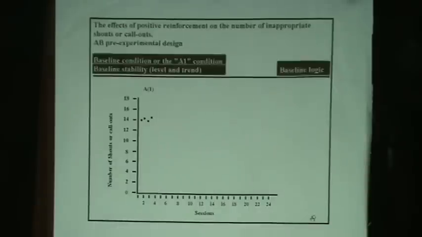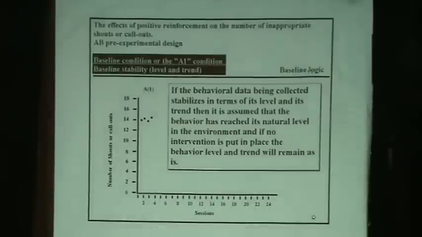Okay, let's go back. I'm going to quickly review this again. Okay, so we're starting. This is an A condition baseline. We're looking at the number of sessions and inappropriate call-outs and shouts. We take baseline data. The baseline data has stabilized in terms of its level and trend, and so then baseline logic kicks in. Baseline logic states, if we do nothing, the behavior has stabilized, therefore it's reached its natural level in the environment. If we do nothing, the behavior is going to stay at the same level where it is.